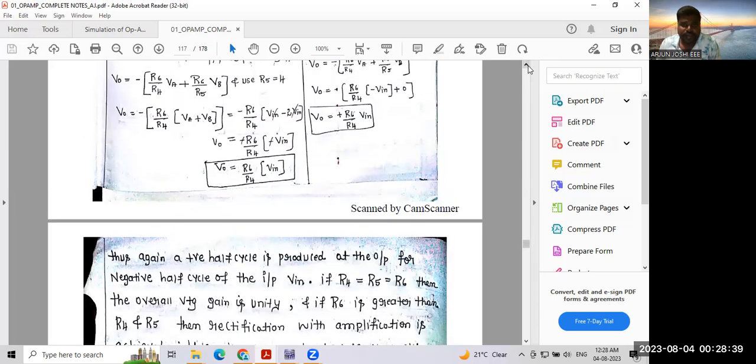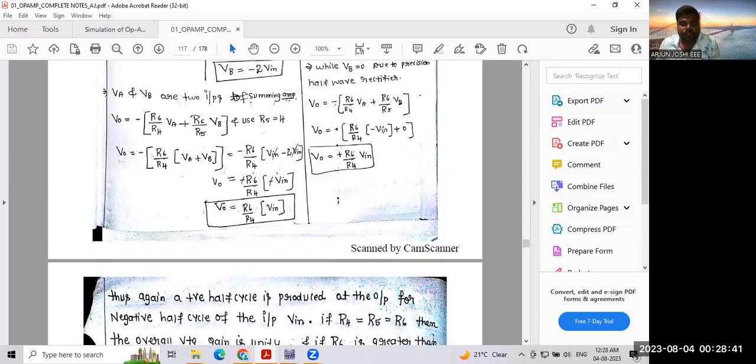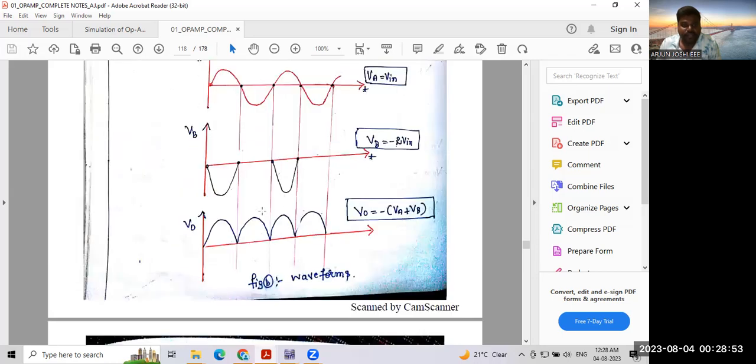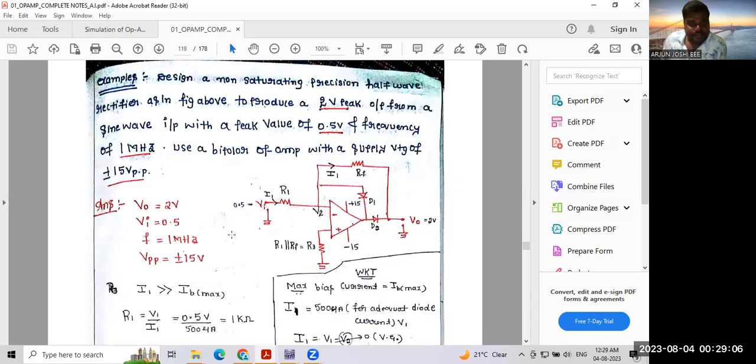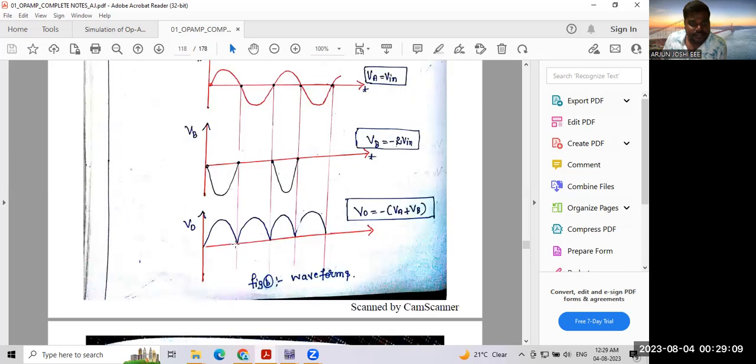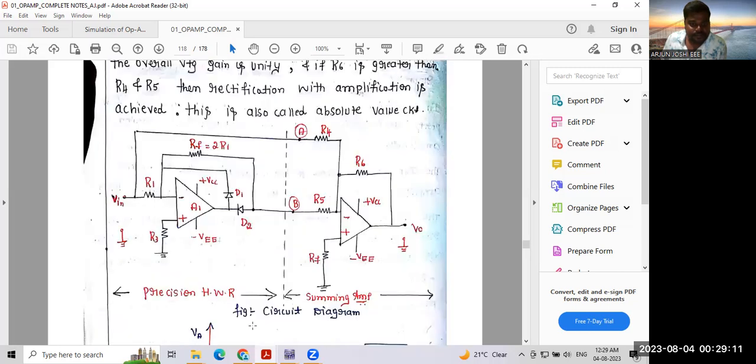At that time, you need to add VA plus VB, where VB is equal to 0. Whatever the condition, everything is the same, but VB is equal to 0. Now the equation will become the same: V0 is equal to R6 divided by R4 times V in. Why? We need this output to become positive only. That is nothing but V0 is equal to R6 divided by R4 into V in. Very simple. And then let's understand the design part now.